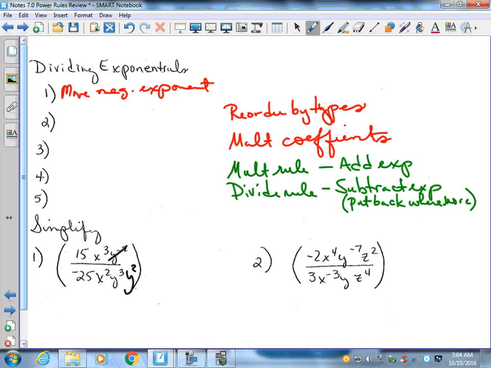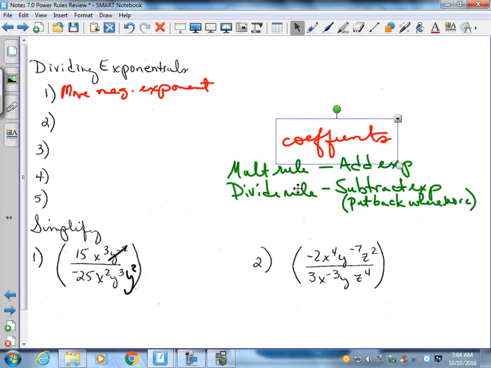Now, a lot of these problems are already grouped, so I don't think we need to reorder by types because they're already grouped up really nicely. So moving that negative power makes it look like multiply or divide. So I don't need this step like I used before. Now, next, I don't have multiplying coefficients anymore because they're not side by side, they're up and down. So I'm not going to need that rule.